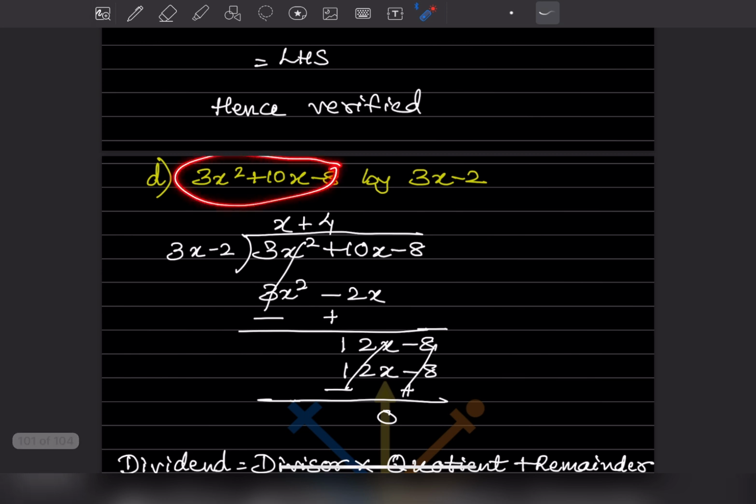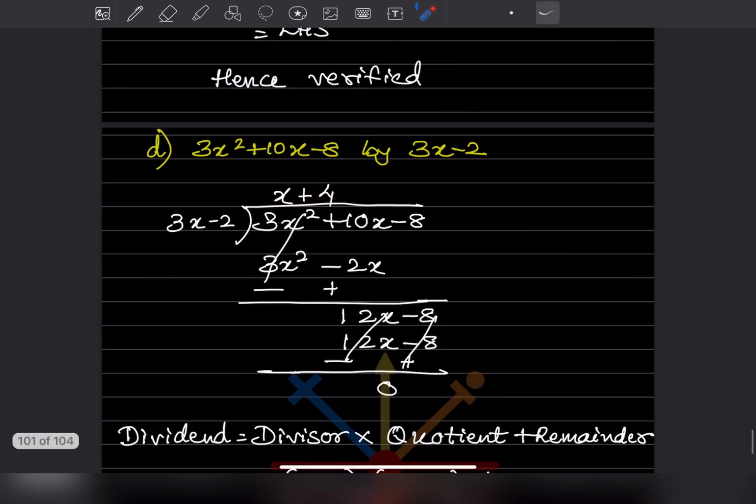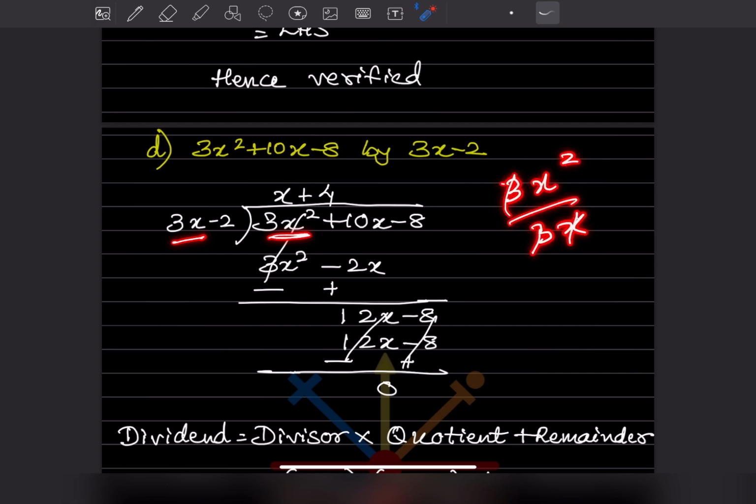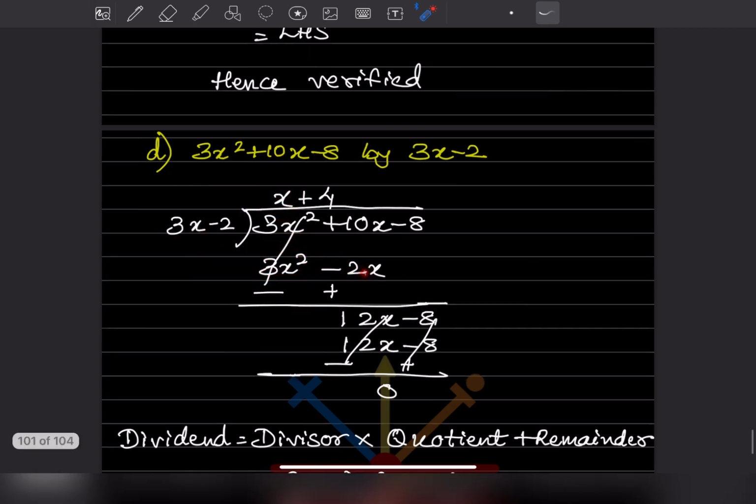Now look at here. This is 3x minus 2. So you will take this first term and this one. So 3x square divided by 3x. So this will be 1. So this is x. So now this into this is going to be 3x square. And this is going to be minus 2x square. Minus 2x. So here plus. So this becomes minus. So minus here becomes plus. So what is here? Plus 3x square and minus 3x square. That gets cancelled. Plus 10x plus 2x. So that is going to be plus 12x. And this is minus 8.